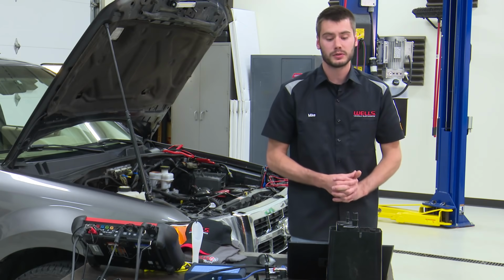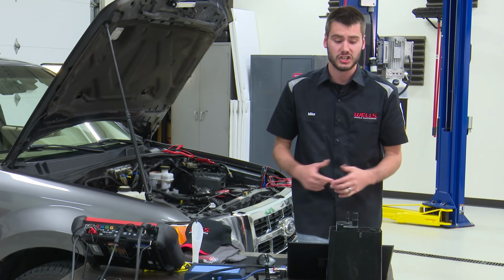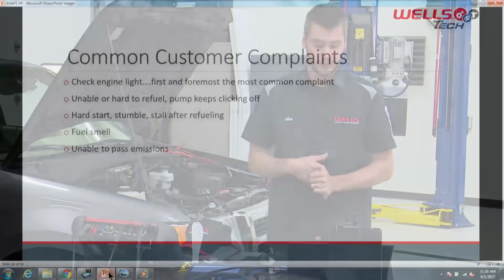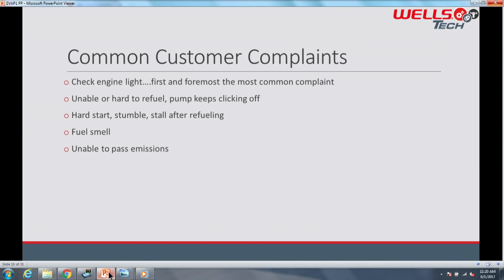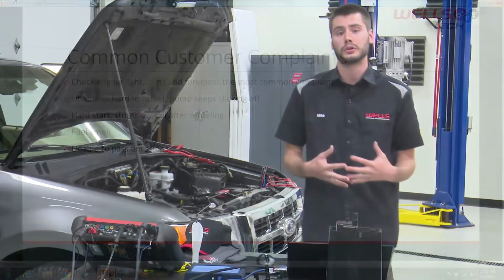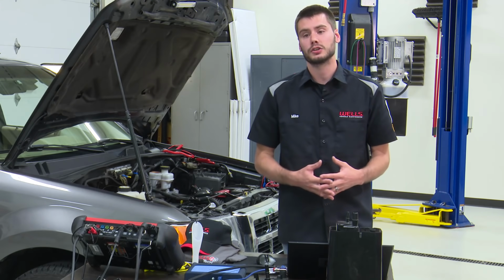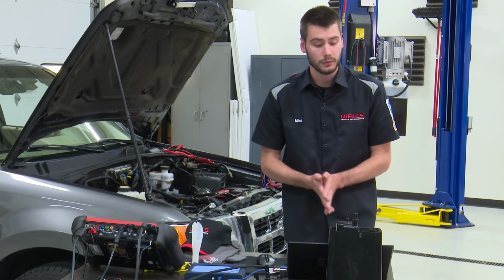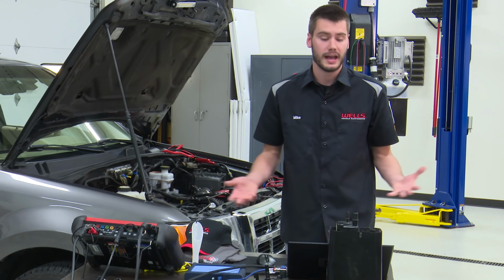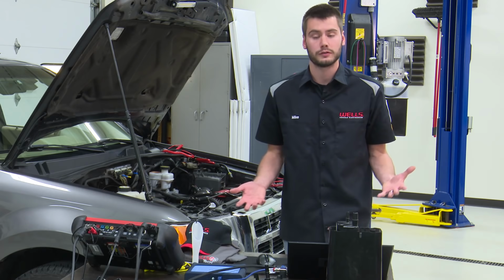So common customer EVAP complaints. First and foremost, we're going to see the check engine light on for some sort of EVAP-related code. It's less common to have any sort of drivability problem, you know, not like a misfire code, a lean code, a rich code, a transmission code, something like that. Most customers are not going to notice any sort of issues drivability-wise with an EVAP problem. You're not going to have a drivability issue for an EVAP leak.